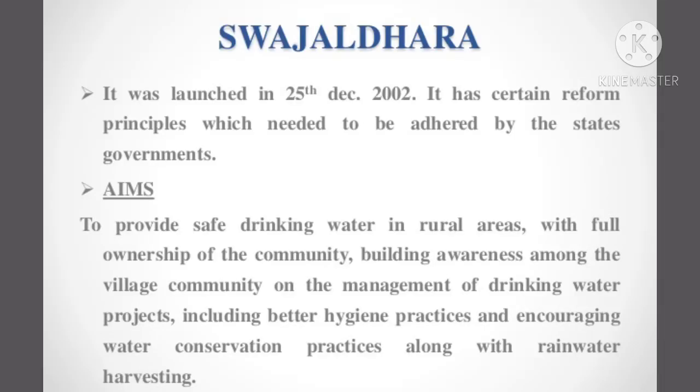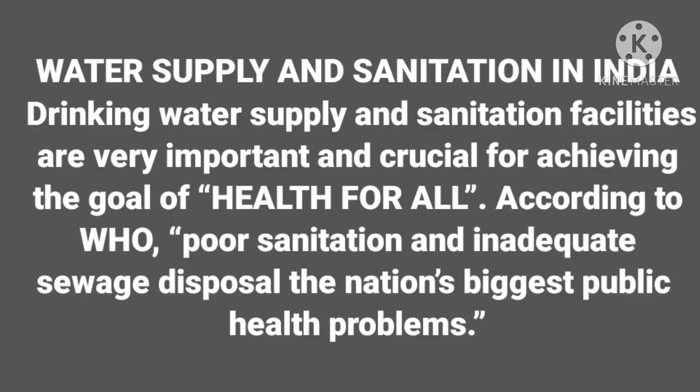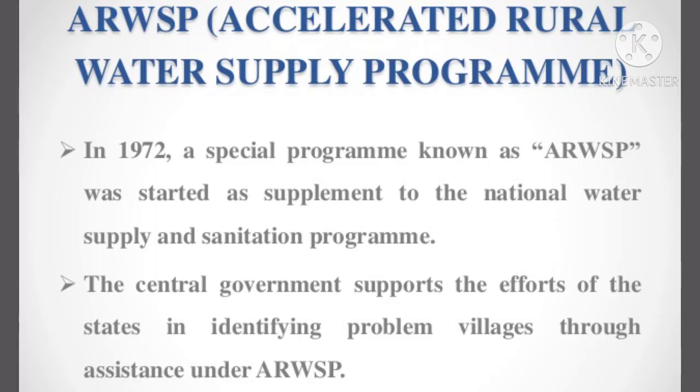So students, for that, one more project, Swajaldhara, was launched by the government in 2002 to supply clean water to rural households or the people living in poor areas. Even the World Bank estimated that 21% of communicable diseases in India are linked to unsafe water and the lack of hygiene practices.